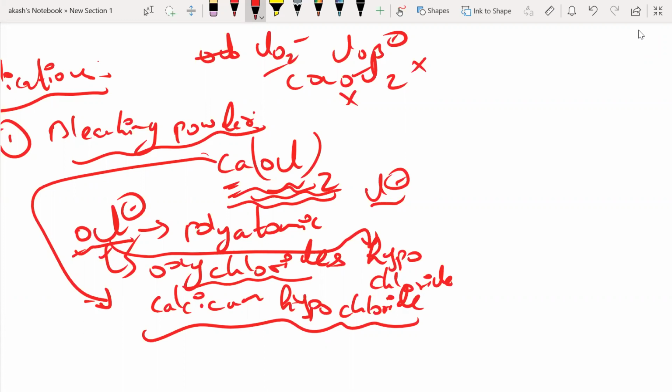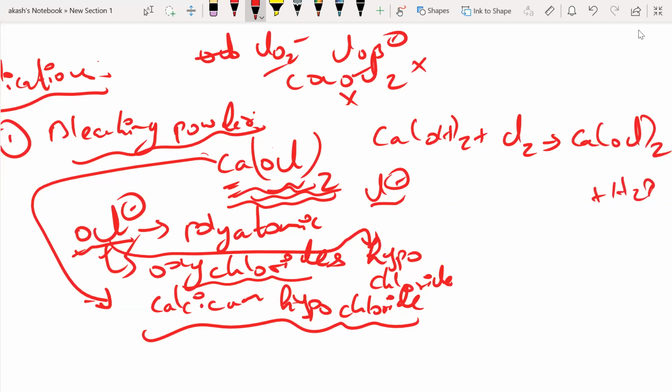So you asked for the equation. Yes, I need the equation. Correct. So it is Ca(OH)2 plus Cl2 gives CaOCl2 plus H2. Absolutely, this is the reaction. So when you have calcium hydroxide, calcium hydroxide reacts with chlorine to form calcium hypochlorite, that is CaOCl twice, plus hydrogen gas.